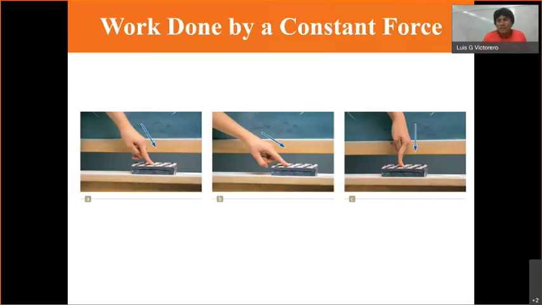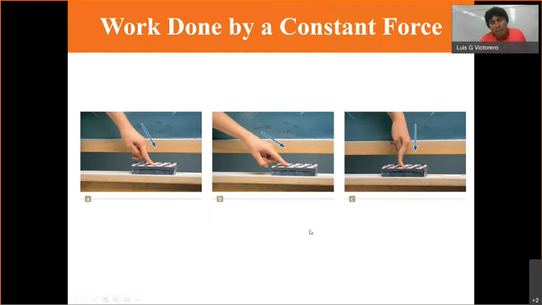So this is a pretty good example. You have the eraser on a horizontal table, and you are exerting a force, right? You are pushing it with a force that is constant, by the way. So that's important. The force doesn't change with time. And you are pushing it, well, it depends, right? It depends how you are exerting the force on the eraser.